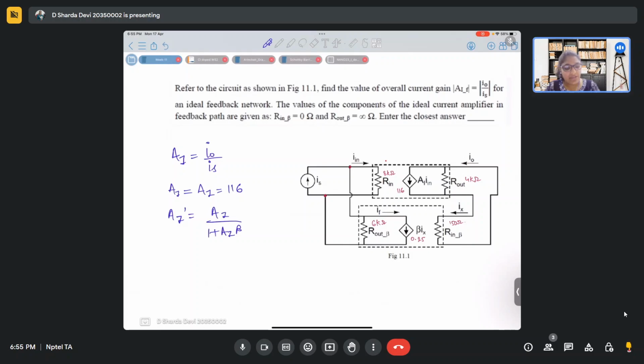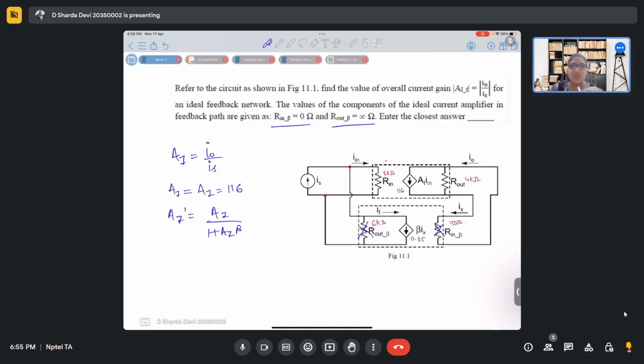Now here observe that we have to use Rn and Rout to be 0 and infinite. So when these are not used, it is simply like having a beta factor there. Now we'll also see how this Rn and Rout come into picture and how they actually change the formula. Can we disregard infinite? When we say infinite resistance, it means open circuit, and when we say 0 ohms, it is actually short circuit.